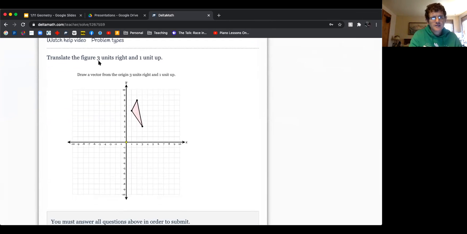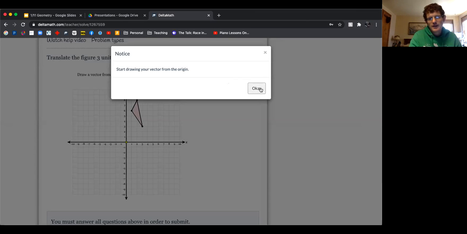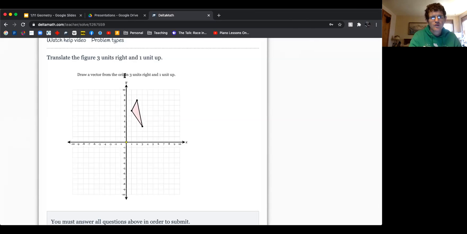So it says translate the figure 3 units right and 1 unit up. So this right here, it says draw a vector from the origin 3 units right and 1 unit up. Right now, if I tried to do anything here, there's nothing I could do. Well, I could draw something, but it's not gonna work. It says draw from the origin, and the origin is 0, 0. So if you ever see the term origin, it's referring to 0, 0.